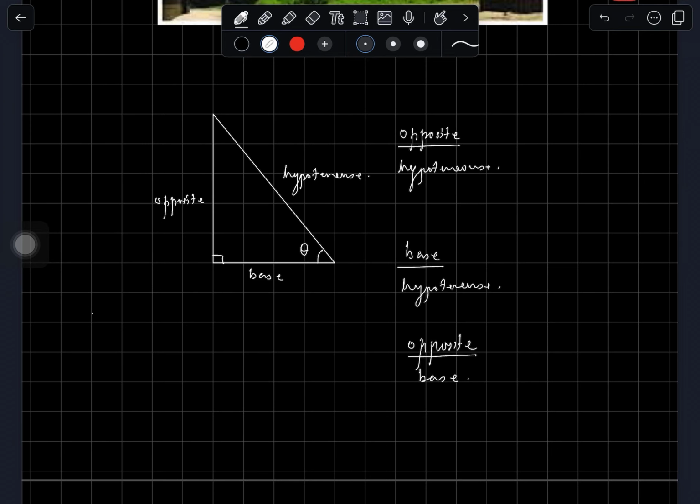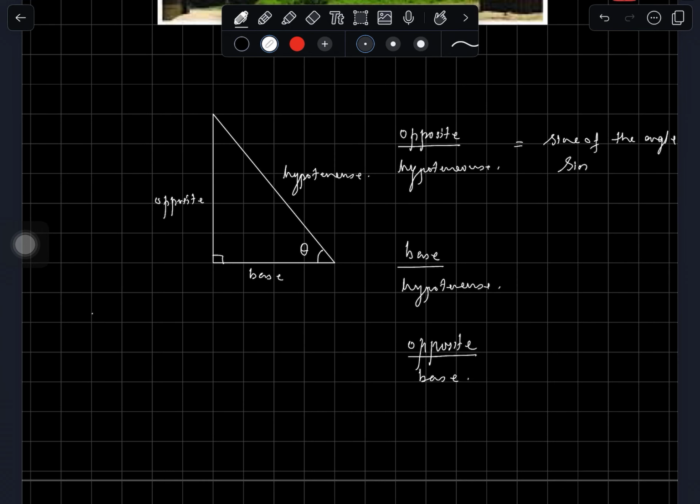Now, in order to make it easier for a learner, these primary three ratios were given certain names. The first one, when you compare the opposite to the hypotenuse, is called the sine of the angle to which this opposite side and hypotenuse bear. The short form for this was called SIN. S-I-N, sine of the angle, whatever the vertex may be.